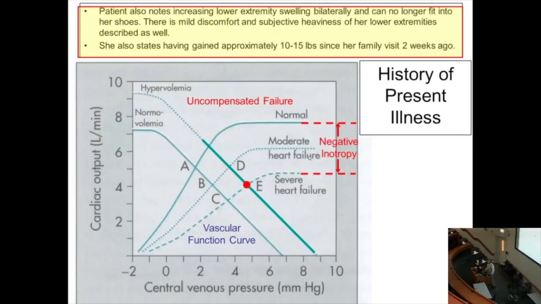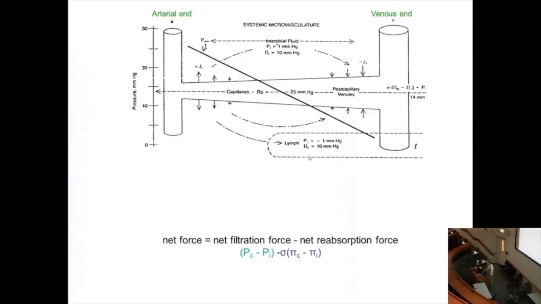Well, the patient also notes increasing lower extremity swelling bilaterally and can no longer fit into her shoes. She also states that she has gained approximately 10 to 15 pounds since her family visit 2 weeks ago, and this is, as it turns out, because she had a bunch of salt. So she went off her diet.